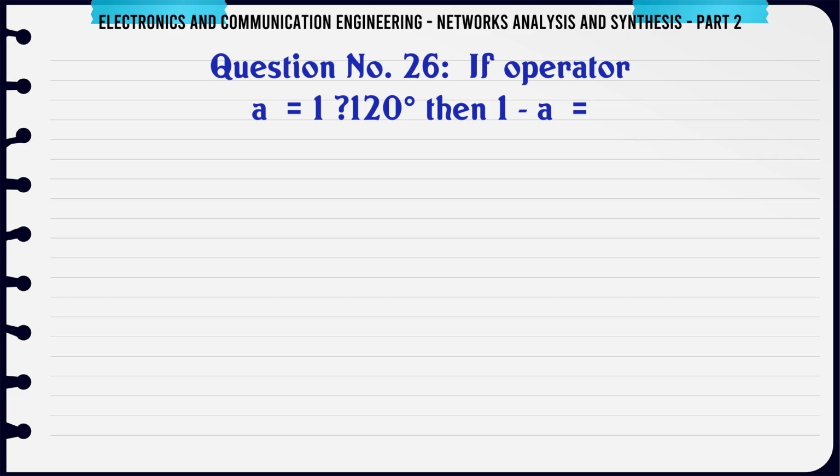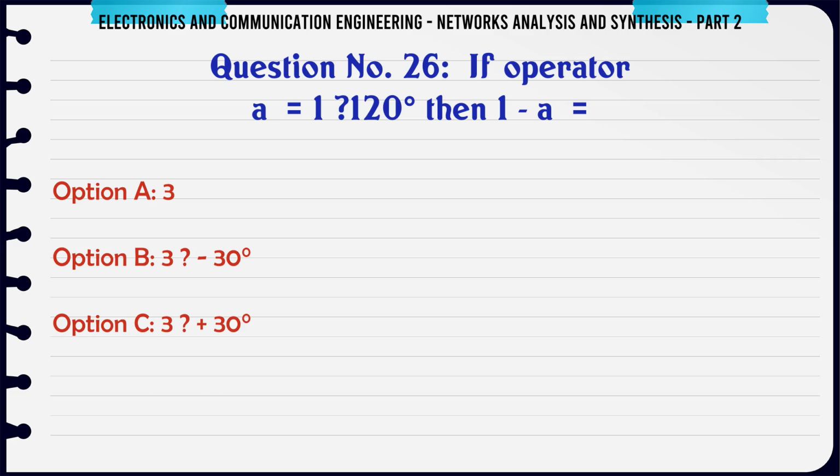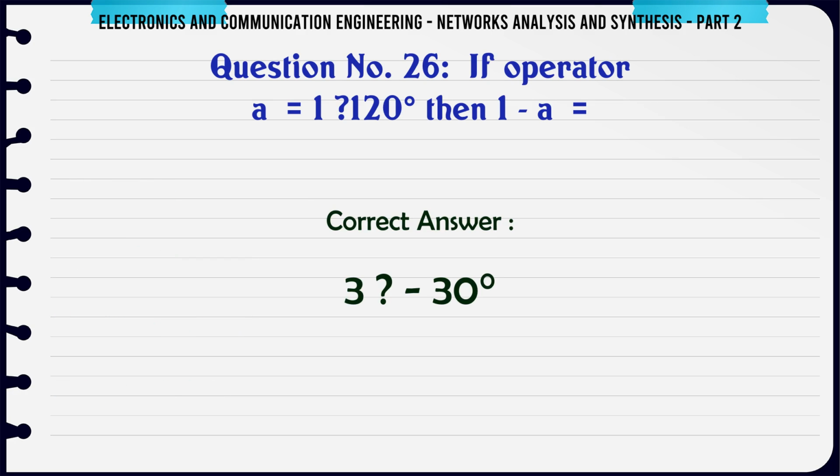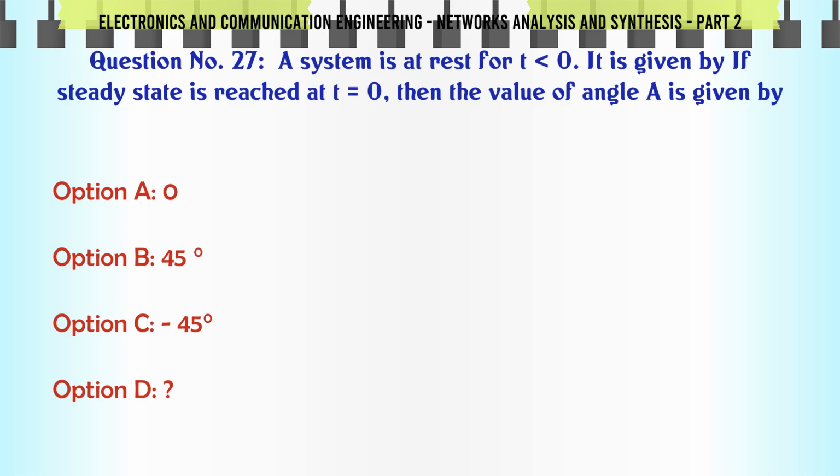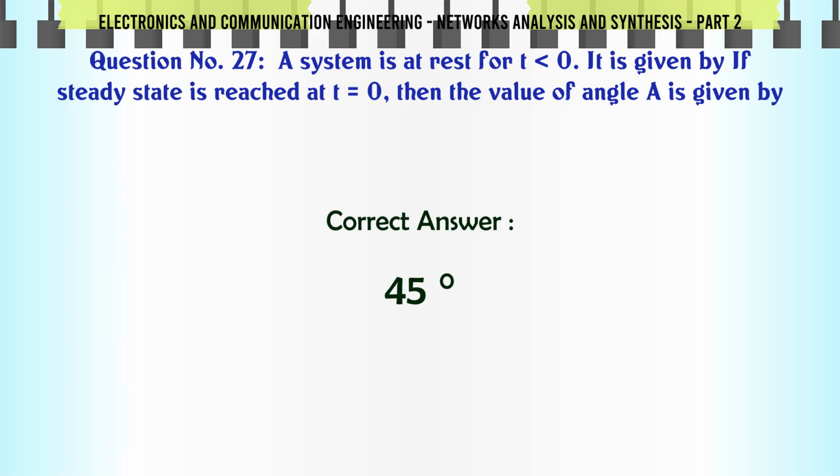If operator a equals 1 at 120 degrees, then 1 plus a is A 3, B 3 at 30, C 3 at 30, D 3 at 60. The correct answer is 3 at 30. A system is at rest for t less than 0. If steady state is reached at t equals 0, then the value of angle A is given by A 0, B 45, C 45, D. The correct answer is 45.